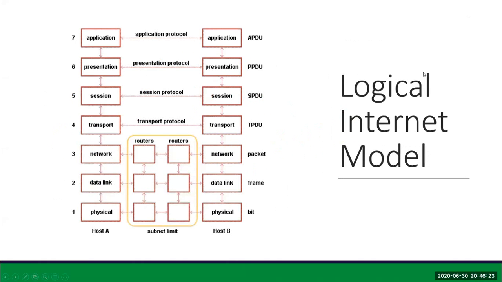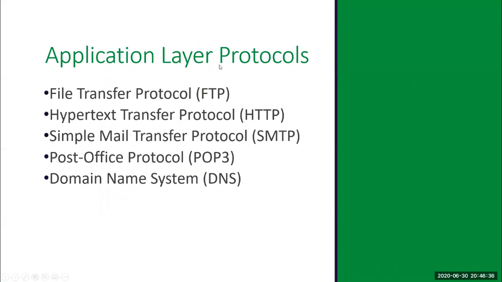So here we have the 7-layer architecture, but for website design we pretty much care only about layers 5, 7, and 6. As for protocols, you have FTP, HTTP, SMTP, POP3, and DNS. Website design focuses only on HTTP. The other things are also protocols, but sometimes we just use them.